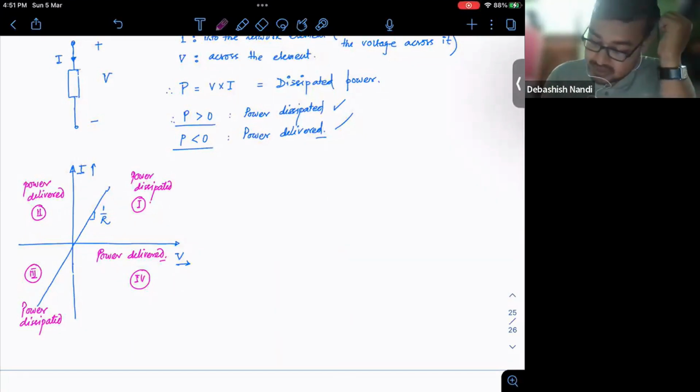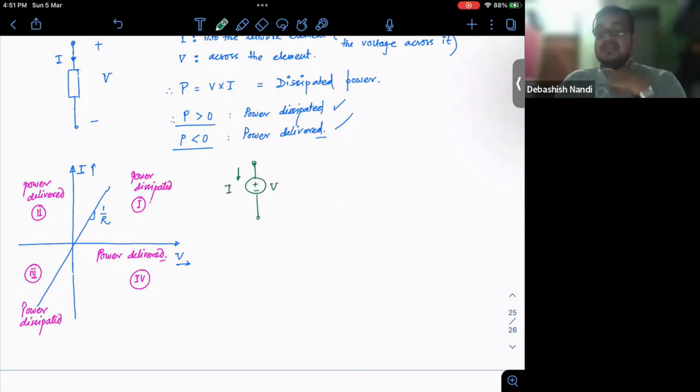Now consider a battery, and current, let's say, flowing inside.